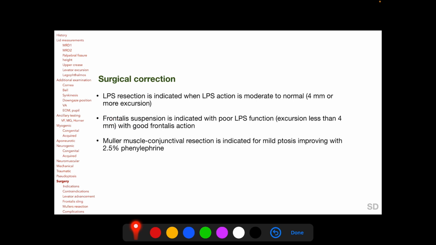Frontalis sling or suspension is indicated for poor LPS function, as suggested by an upper eyelid excursion of less than 4 mm from down gaze to up gaze with good frontalis action. Muller muscle conjunctival resection is indicated for mild ptosis, which improves with 2.5% phenylephrine eye drops. And these are very important to remember.